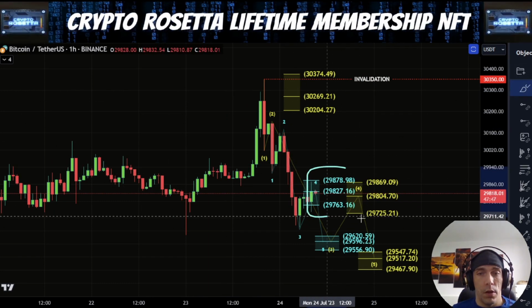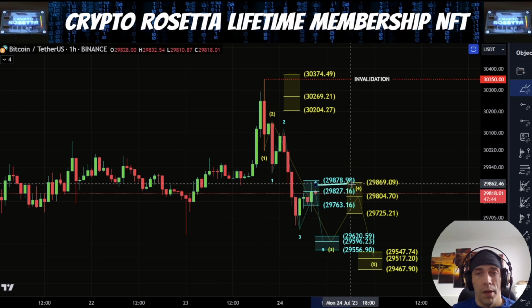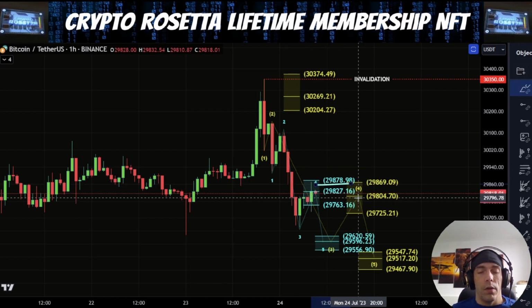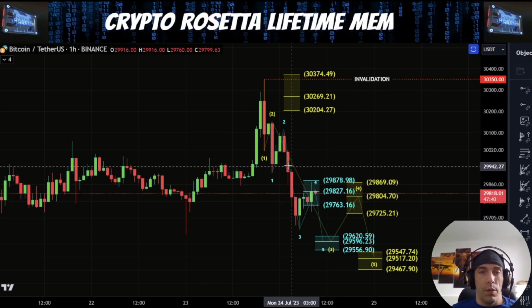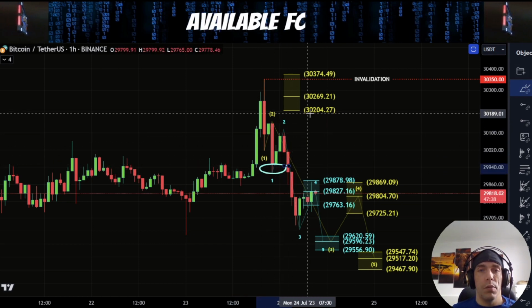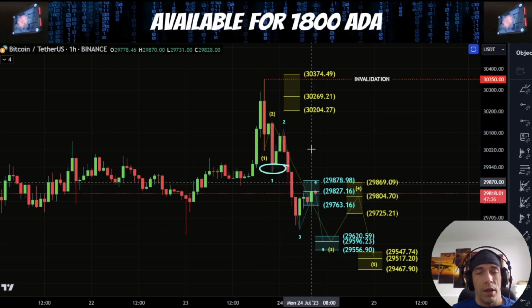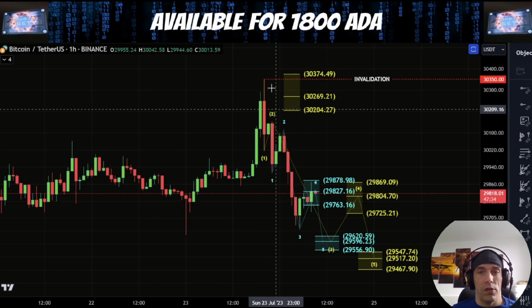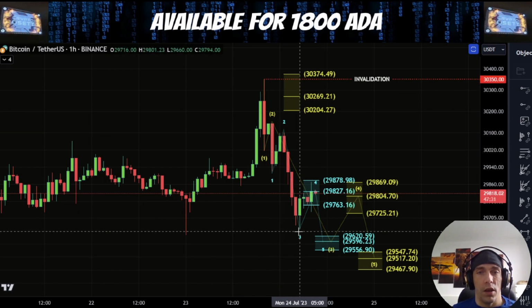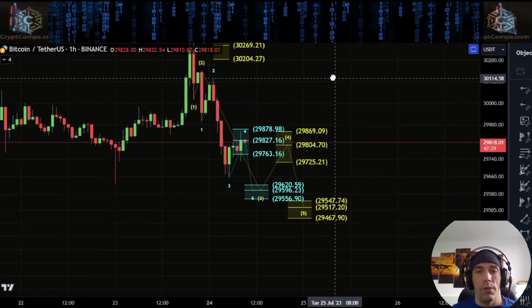You know, this is going to be our sort of line in the sand. If we start breaking back above this 29,878, we need to be cautious of invalidating. As soon as we get back above these highs here, the likelihood becomes then that this is just a corrective structure here to the downside, and we could actually see price look to reverse to the upside.